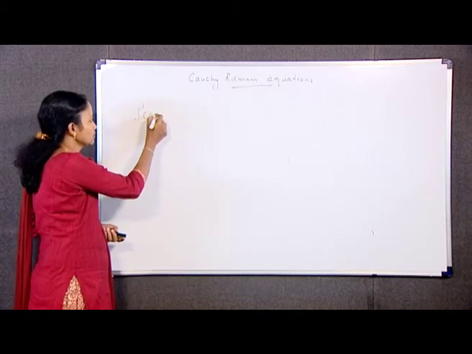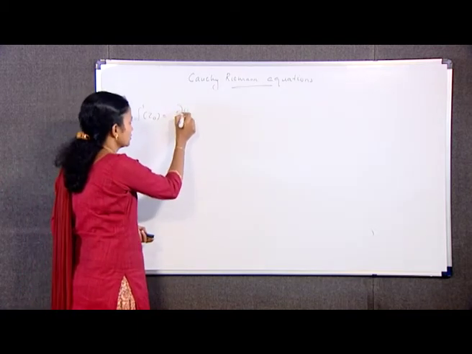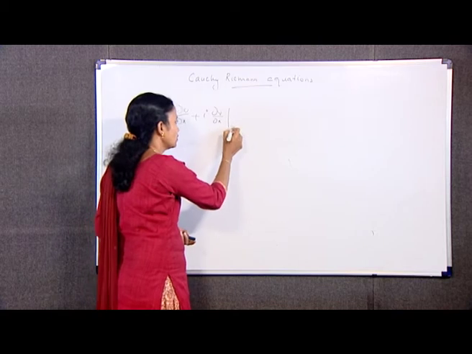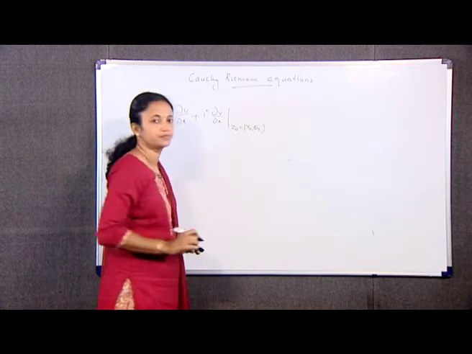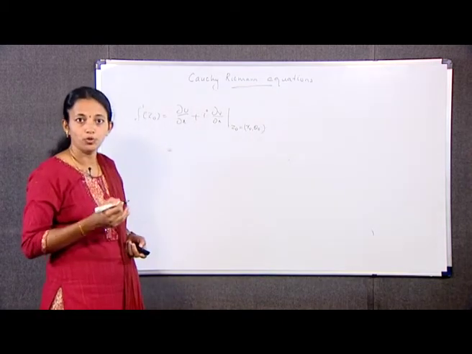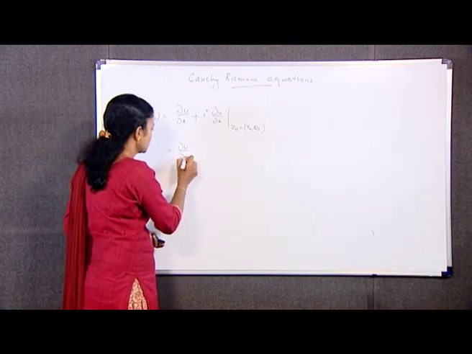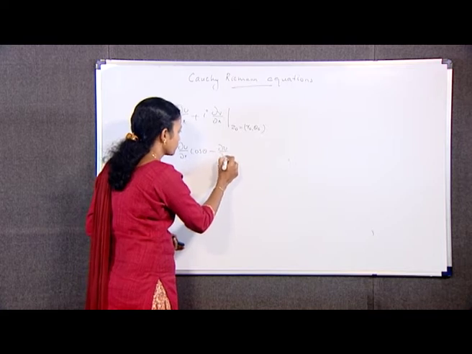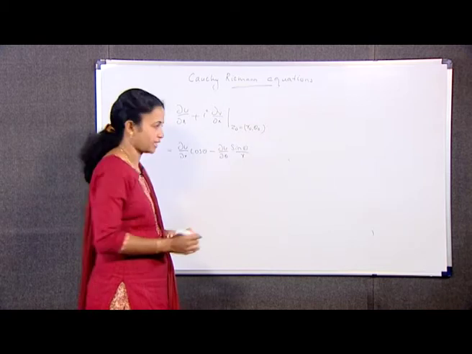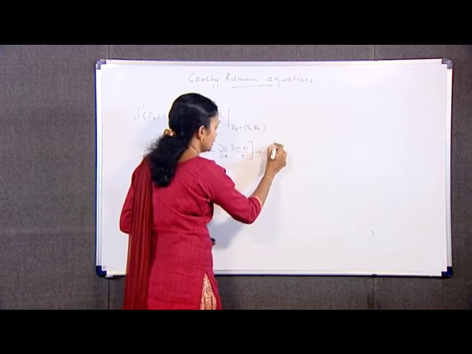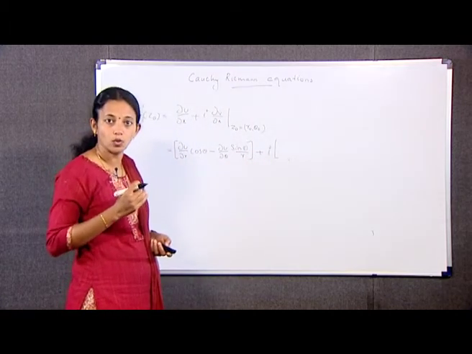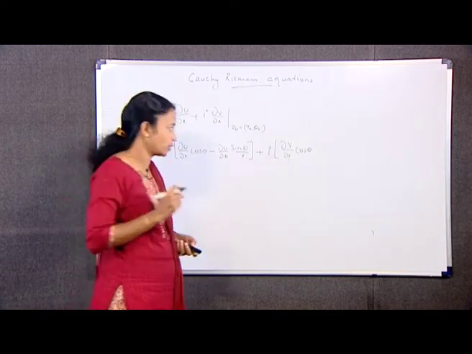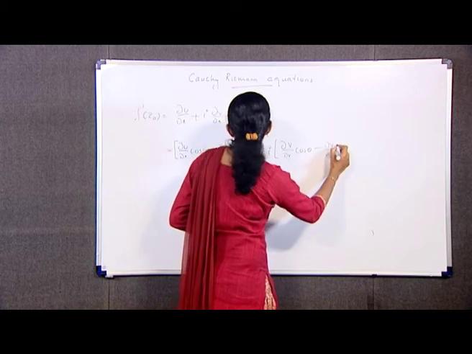f dash z naught is equal to dou u by dou x plus i into dou v by dou x at the point z naught is equal to r naught theta naught, which is equal to dou u by dou r cos theta minus dou u by dou theta sin theta by r, this is the first term, plus i into dou v by dou r cos theta minus dou v by dou theta into sin theta by r.